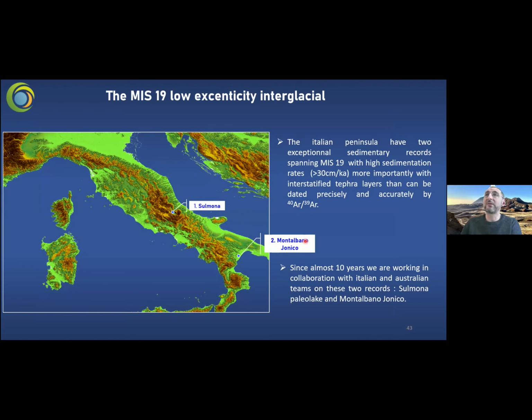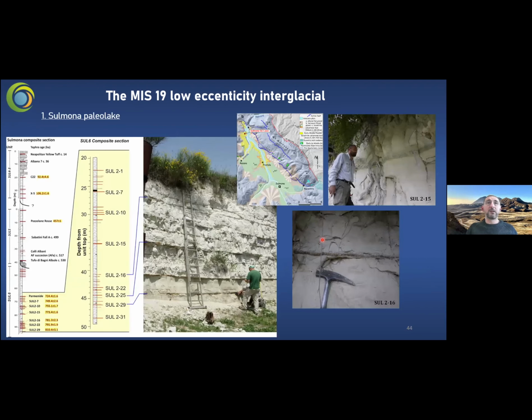in the Italian peninsula, there are two exceptional records with high resolution and, more importantly, with interstratified tephra layers that can be precisely dated by argon-argon. So for 10 years, we have studied these two records, which are high-resolution MIS 19 records. Let me show you the first one, which is the Sulmona Paleolake.